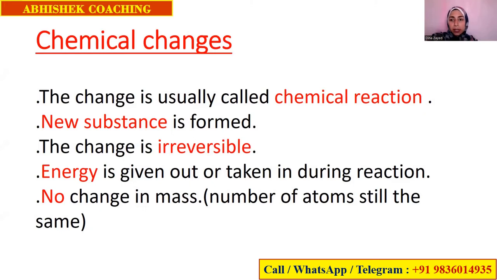As we see in the video, the chemical change is called a chemical reaction. So there is a reaction done to make this chemical change. When the chemical change happens, a new substance is formed, a new substance which is really different from the previous one. And this change is irreversible, so you cannot go back to it. Here we have an energy given out or taken in during the reaction, but no change in the mass. As we start with 4 kilograms, we will end with the 4 kilograms.